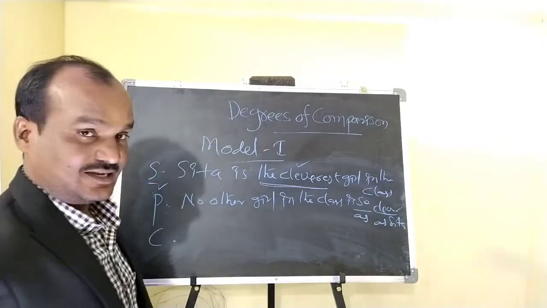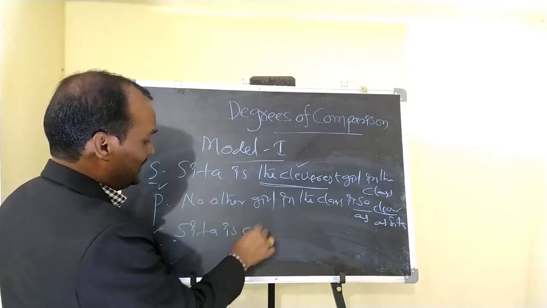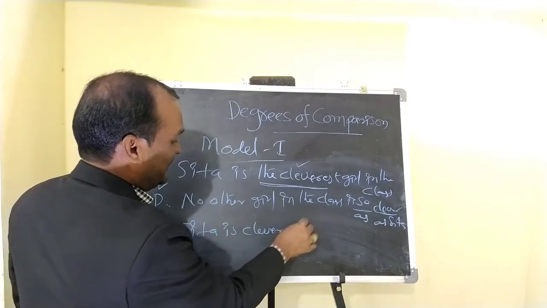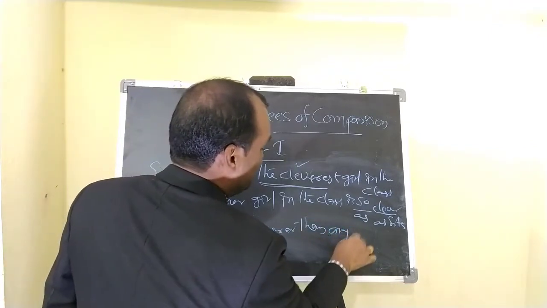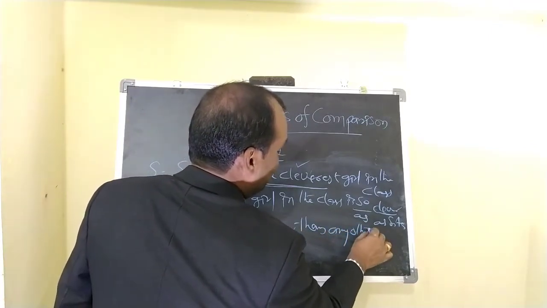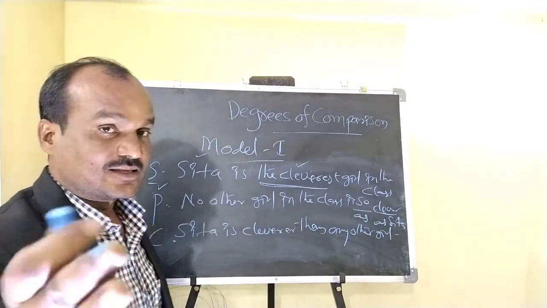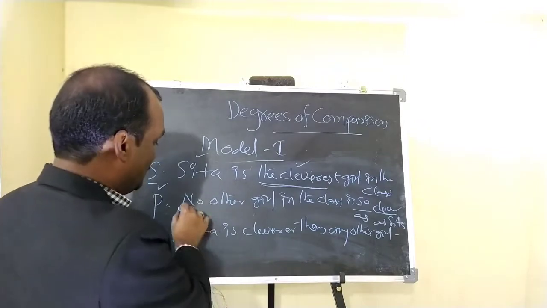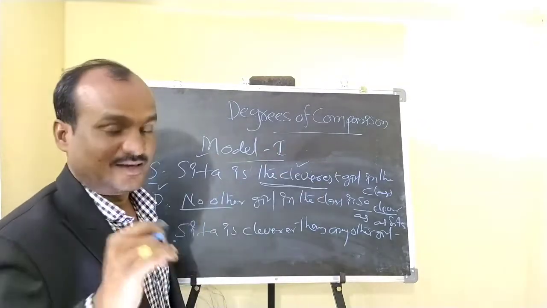So what is comparative degree here? Sita is cleverer than any other girl in the class. Any other girl in the class. You see here, Sita is the cleverest in the class. So no other girl, what does it mean? No other girl is as clever as Sita.